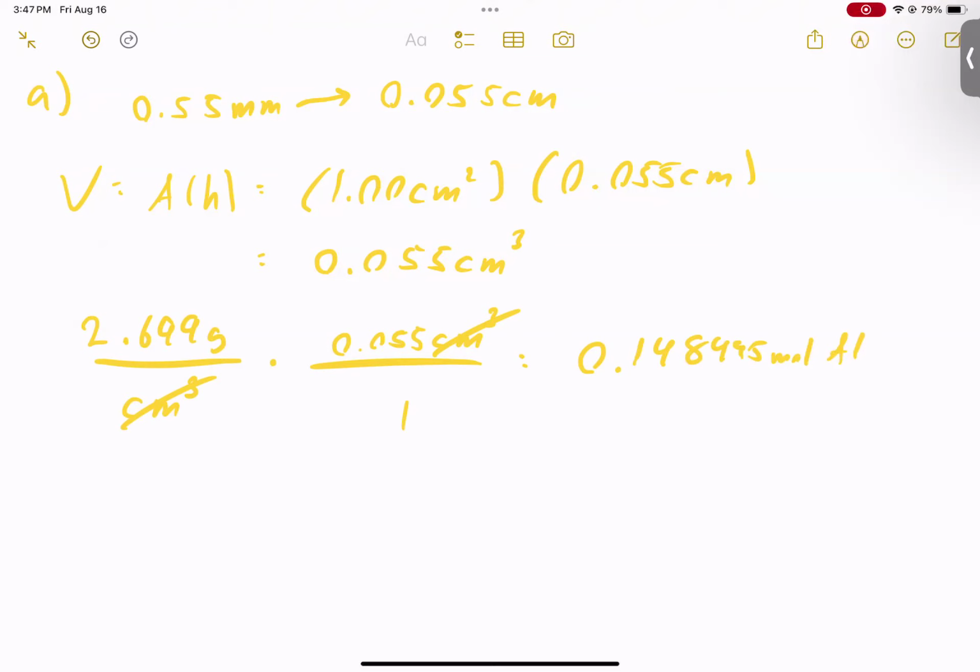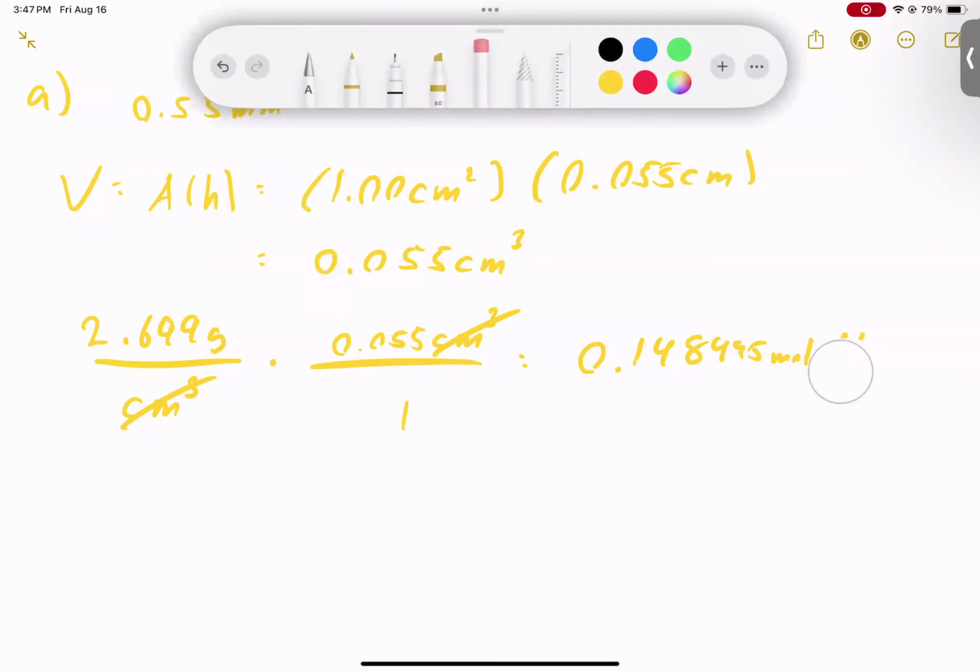No. Actually, I lied. Oh, sorry. I double lied. This is not moles, this is grams. Grams of aluminum. Am I done yet? No. Read the question again. It asked for the amount of moles, so I need to do one more thing.